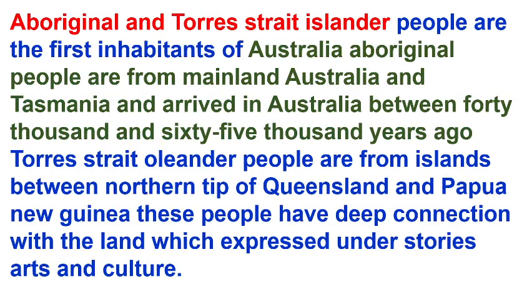Aboriginal and Torres Strait Islander people are the first inhabitants of Australia. Aboriginal people are from mainland Australia and Tasmania and arrived in Australia between 40,000 and 65,000 years ago. Torres Strait Islander people are from islands between the northern tip of Queensland and Papua New Guinea. These people have a deep connection with the land, which is expressed in stories, arts and culture.